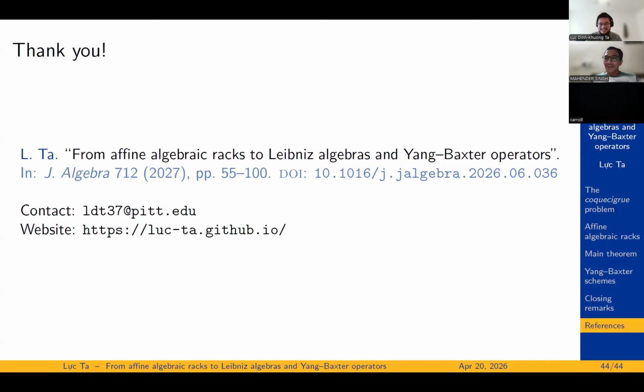Yeah. Because it happens that when we look at the solution induced by a skew brace, then the structure group inherits the structure of a skew brace. So I was just wondering what happens in the case of a solution arising from affine algebraic racks. Yeah, I don't know. I think it would probably be pretty non-trivial to construct the structure sheaf, but it would be interesting to see if you can do it.